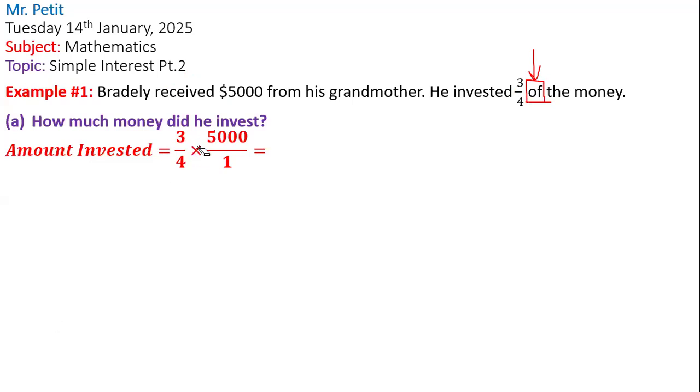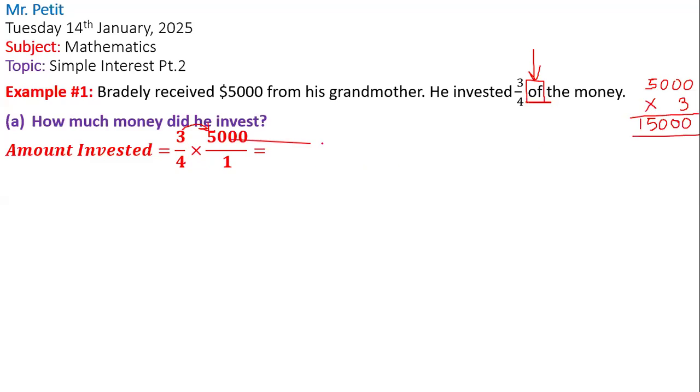Let me erase all this. Mr. Petit's way is basically the same thing when you think of it. So we say 3 times 5,000, which gives us what? Let's multiply that. We have 5,000 multiplied by 3. What do you get when you multiply 5,000 by 3? 15,000. So 3 times 0 is 0, 3 times 0 is 0, 3 times 0 is 0. 3 times 5 is what? 15,000. Very good.